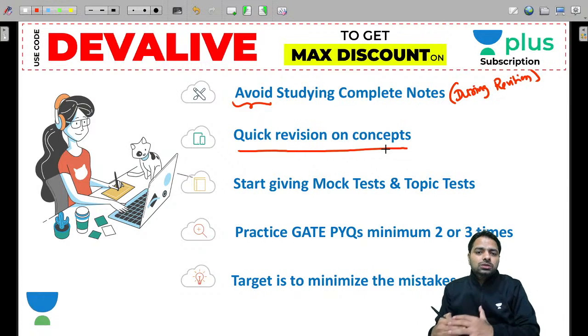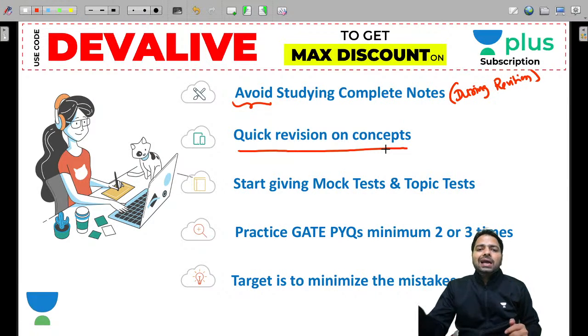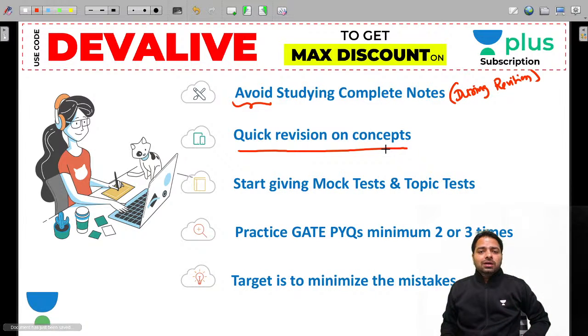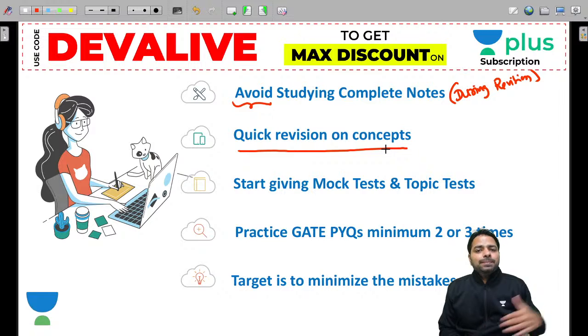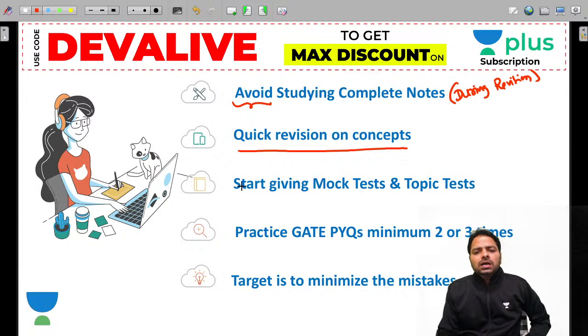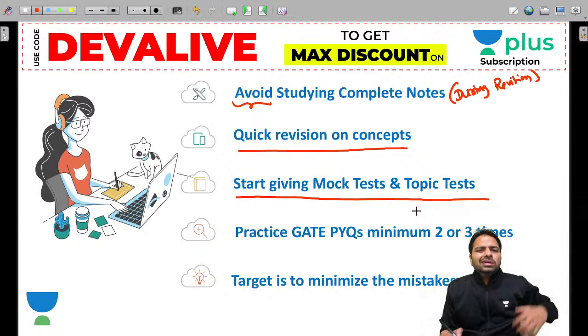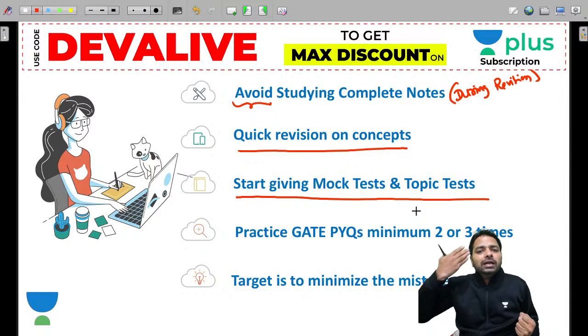When you are keeping the notes, when you are writing the notes, keep underlining the lines that you can study in revision, right? And problems, anyhow you will practice in a separate session, and start giving mock tests and topic tests or subject-wise tests. If you don't do that, it's very difficult to identify what mistakes you are going to commit in the exam. So this is the best way that you can test yourself.